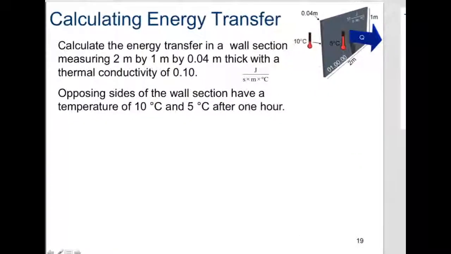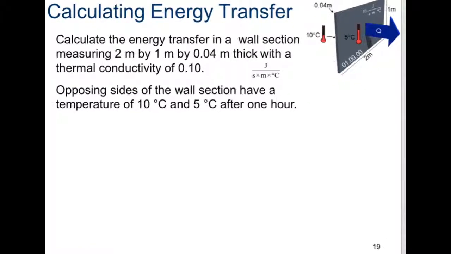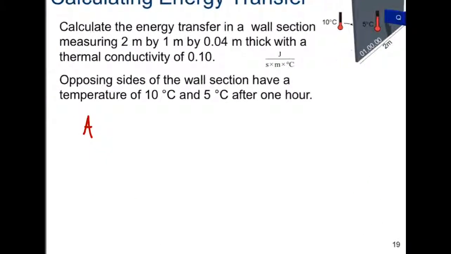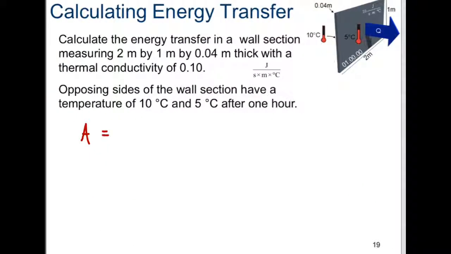What's the first step? I'm going to list all the things that I know. I know the area of the wall, measuring 2 by 1. That corresponds to the A, right? Area. So A is 2 meters by 1 meter, so that's just 2 meters squared.